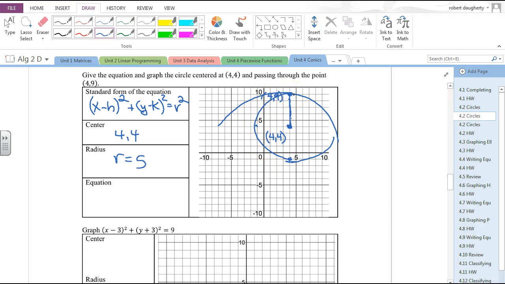Yeah, so it's x minus 4 squared plus y minus 4 squared equals what? 25. It's r squared. Don't forget the radius is always squared in this scenario.